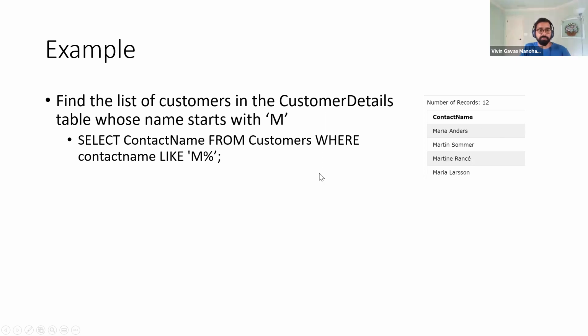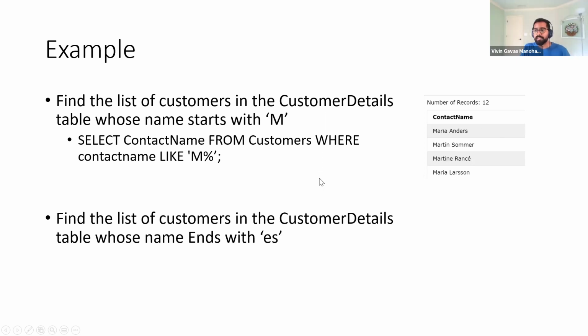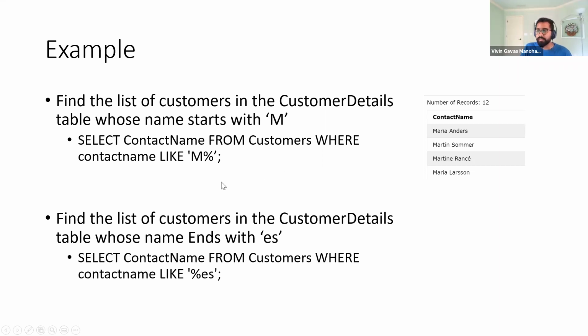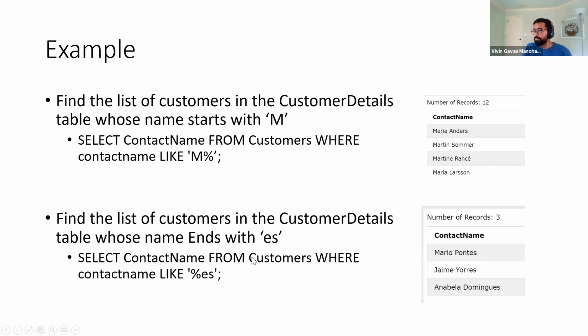And it can be used in the opposite way as well. Like if you want to maybe find those customer details whose name ends with ES. In that case, what you would do is shift the percentage sign to the front of the filter here. So you would put something like select contact name from customers where contact name is like percentage ES. In this case, if the name is just ES, it would find it. Or if it's something like Mario Pontes or Jaime Llores, it would find all those names.